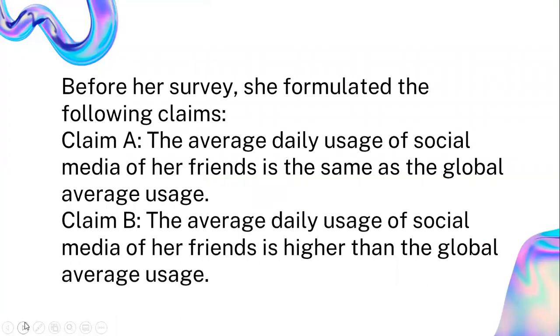Okay. So as we move on, let's say, for example, considering the claims of Sophia. Which of these two can be considered as null hypothesis, and which one is the alternative hypothesis?